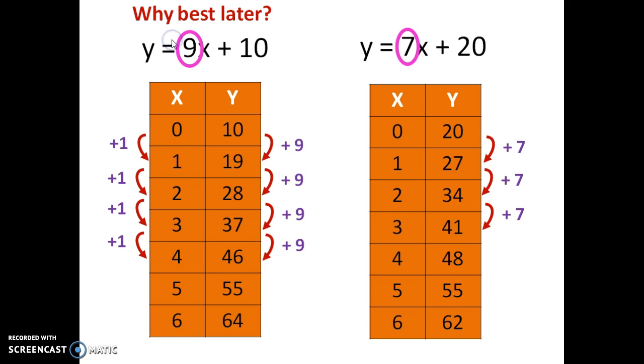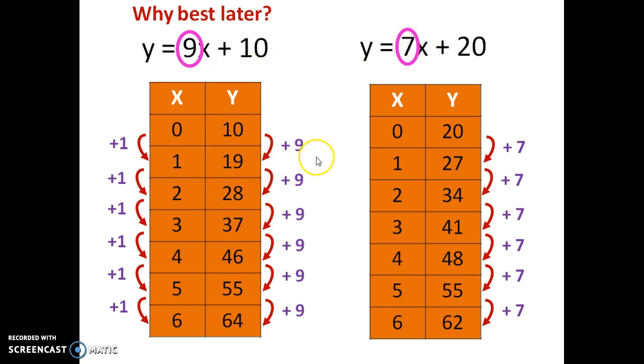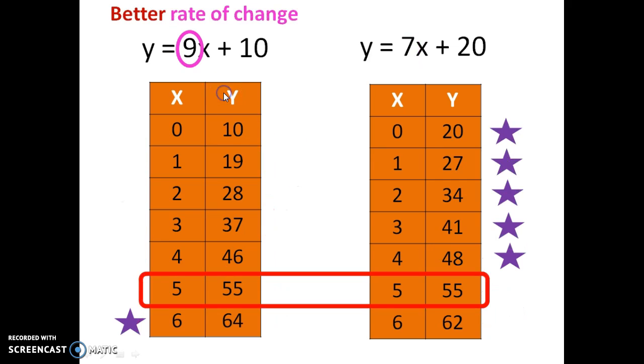Every time we increase our input value by 1, we are increasing our output value by 9 in our first equation and only by 7 in our second equation. We call this a rate of change. So it has the better rate of change. So y equals 9x plus 10 has a higher rate of change, and y equals 7x plus 20 has a better starting amount.